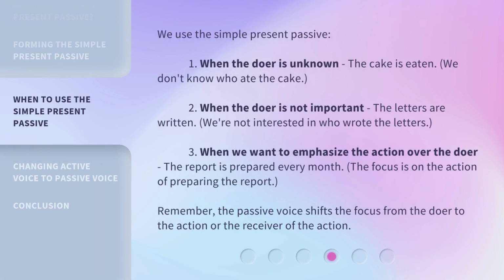We use the simple present passive: 1. When the doer is unknown, the cake is eaten. We don't know who ate the cake. 2. When the doer is not important, the letters are written. We're not interested in who wrote the letters.